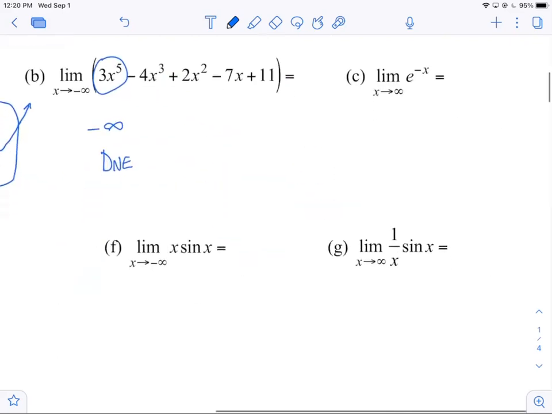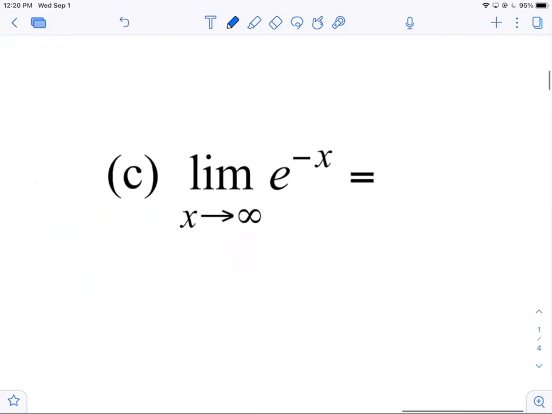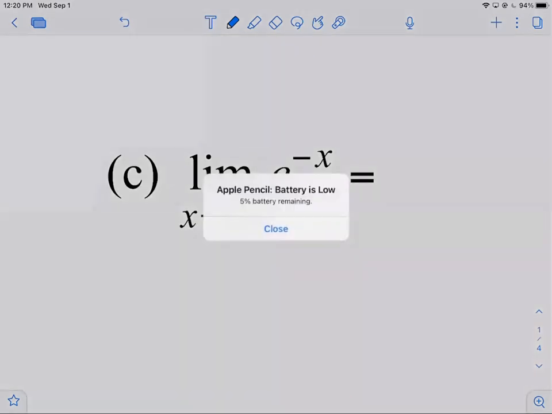All right. How about this one? What's the limit as x goes to infinity of e to the negative x? Well, when you plug in, it will become, yeah.